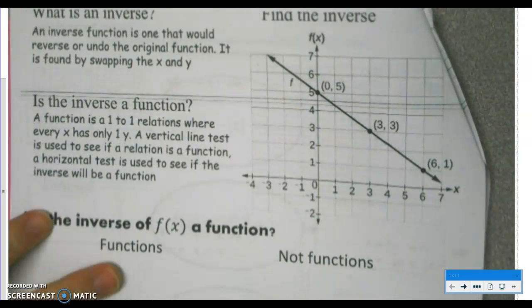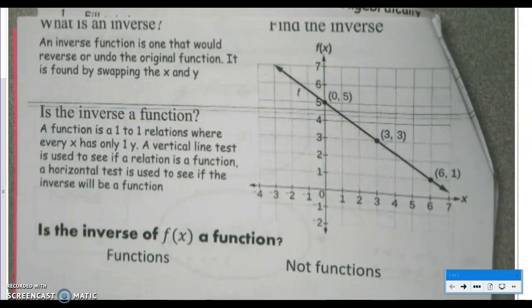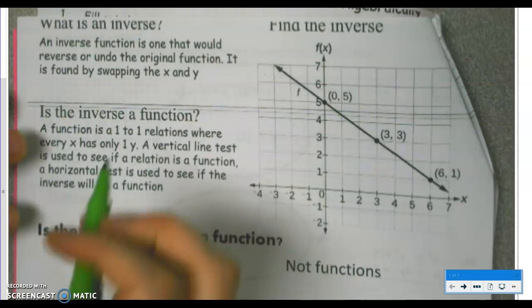And guys, in this video, we're learning about how to find the inverse of a function from the graph and the table. So first of all, what is an inverse? An inverse function is one that's going to reverse or undo the original function. And when we're looking at the graphs and the tables, we are literally just going to swap the x and the y.